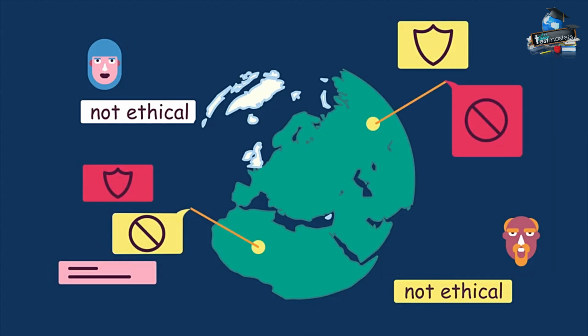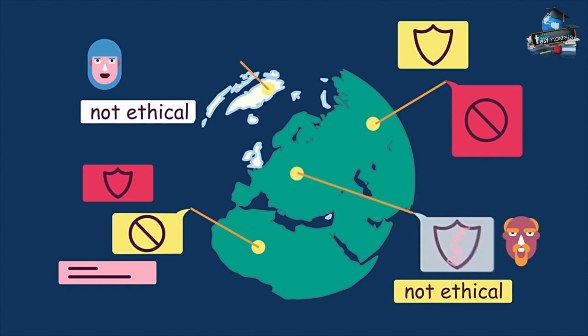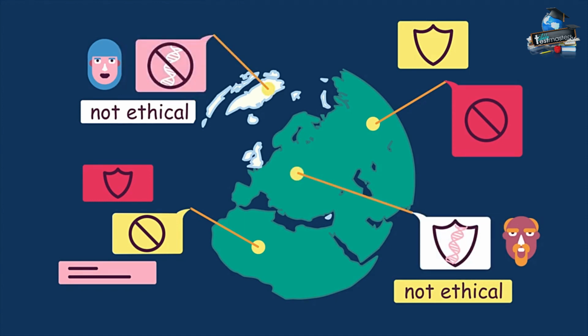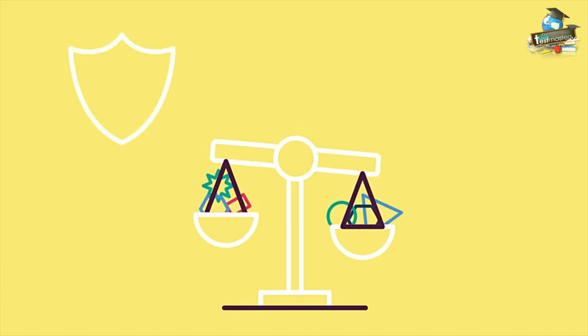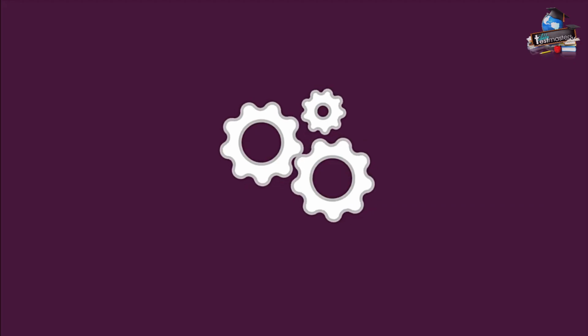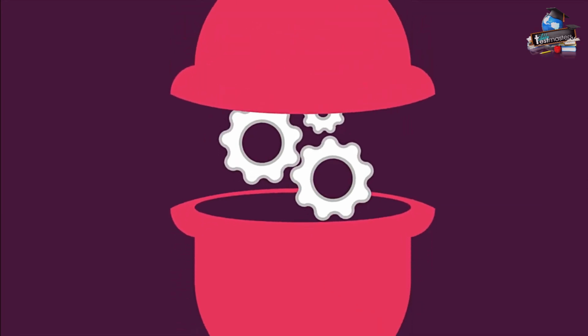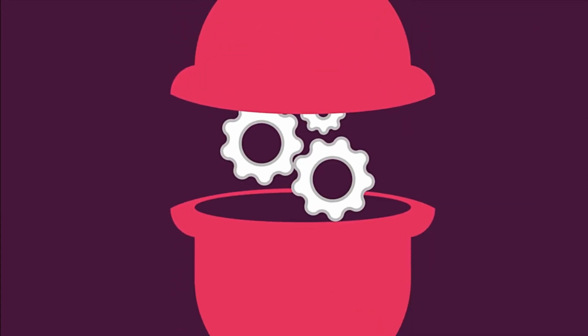For example, most countries ban the editing or modification of genes in human embryos. These are all ethical issues that need to be carefully resolved, legally and morally. Remember, science provides the technology, but humans must decide how that technology is used.